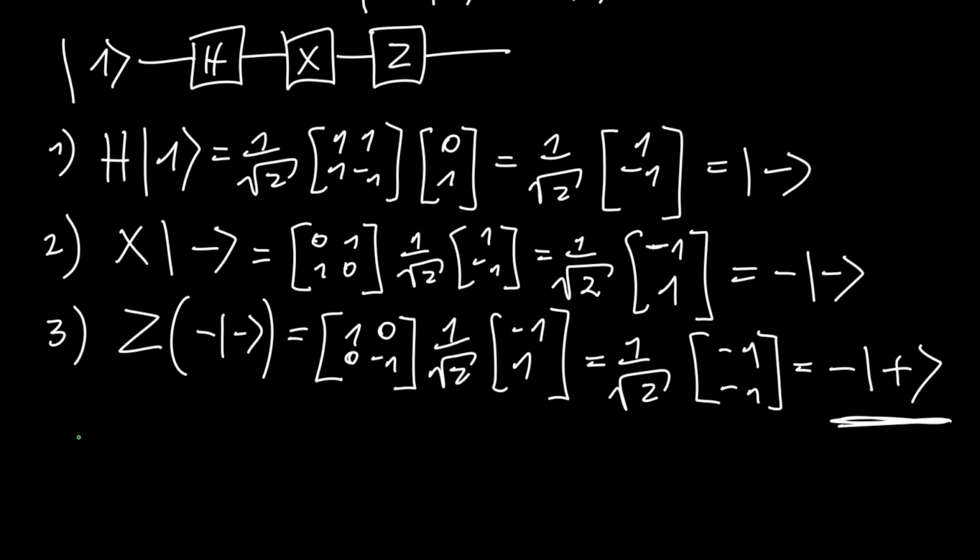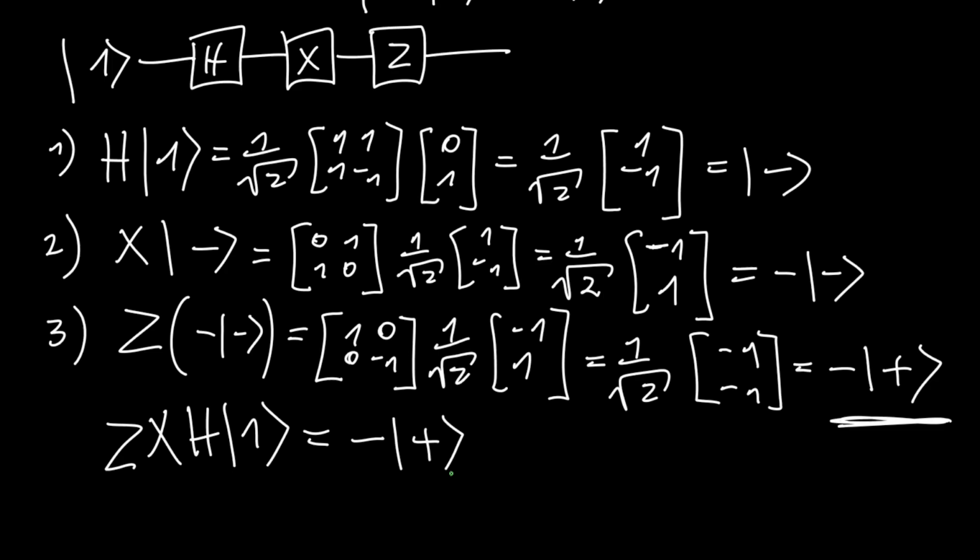We could also write it all in one thing. We apply H to 1, then apply X, and then apply Z. You can actually multiply those matrices, and multiply by the vector all together, and we're gonna get this thing. Another example.